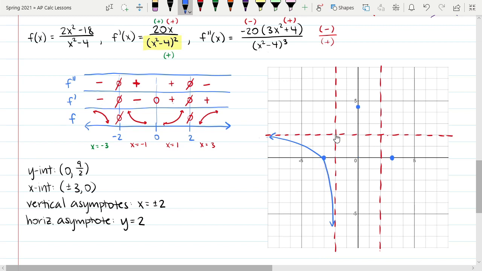Now, from -2 to 0, remember we have to have this shape. We have to be decreasing and concave up. Now remember, at a vertical asymptote, you have one of two places to begin. You either have to begin all the way at the bottom and come up, or you have to start all the way at the top and come down. Because we know it has to be this shape, we have no choice but to start at the top and come all the way down until we hit the y-intercept at 0, 4.5.